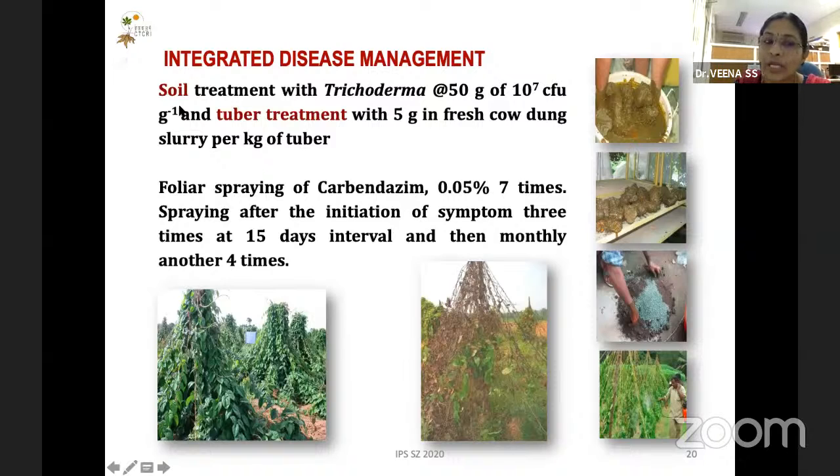Here we give soil and tuber treatment with Trichoderma, coupled with foliar spraying of carbendazim at 0.05%, 7 times. At the initiation of symptoms, we give it 3 times at 15 days interval. After that, we have to give the spraying at monthly intervals.